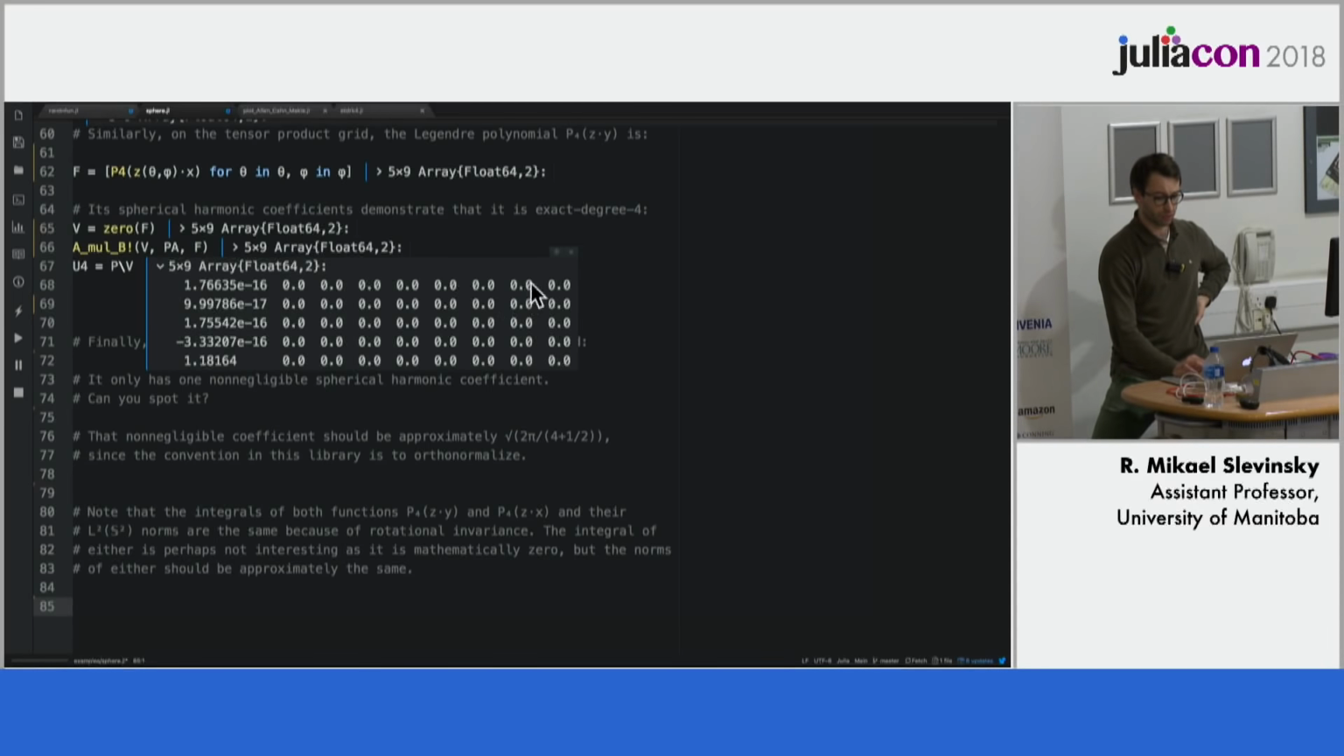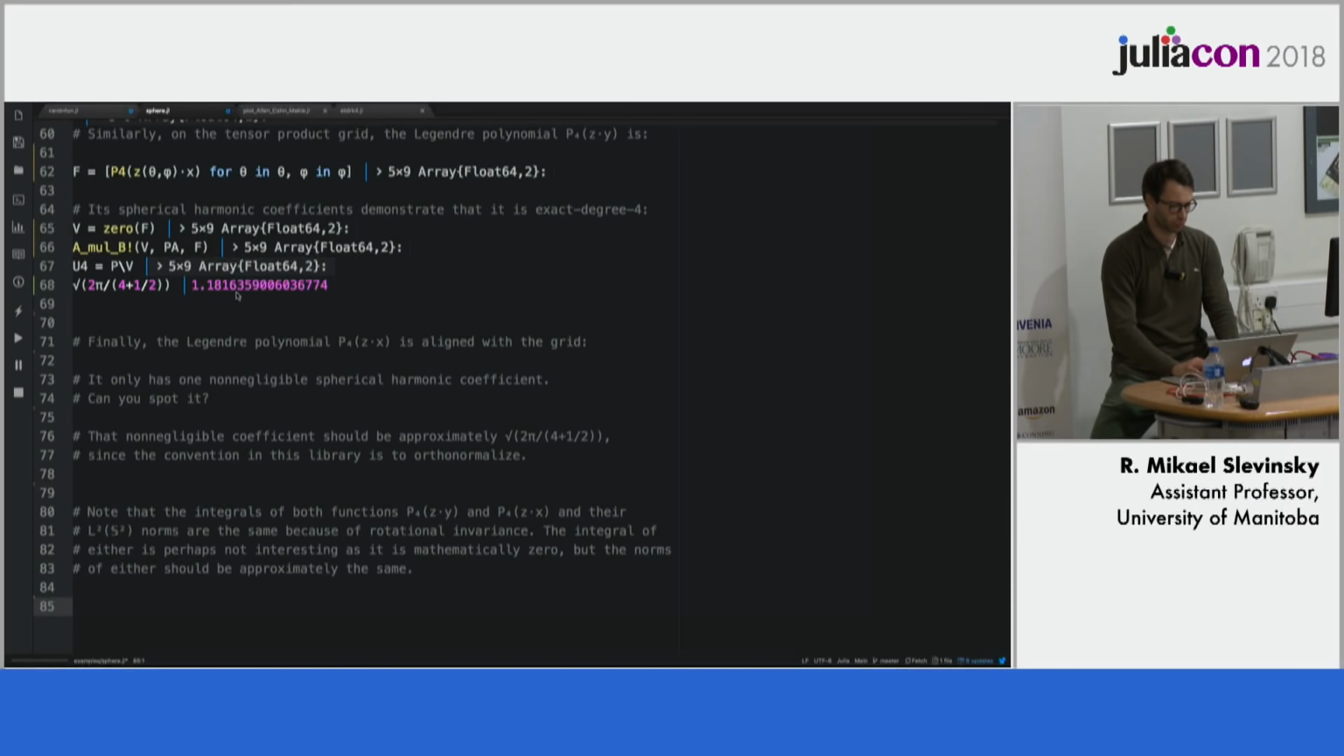All the high order m modes are 0, and for the m equal to 0 mode, they're all machine precision except for this normalization right here, and this normalization is actually related to the orthonormalization. So it's actually square root 2 pi over 4 plus a half, right? So if we take a look at that, we get exactly that, 1.1816.